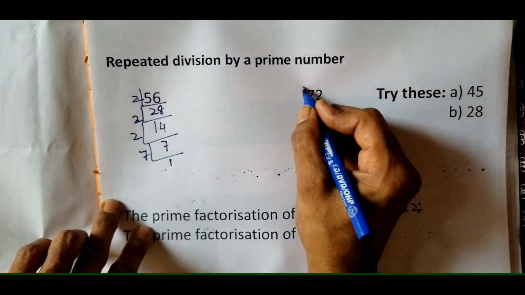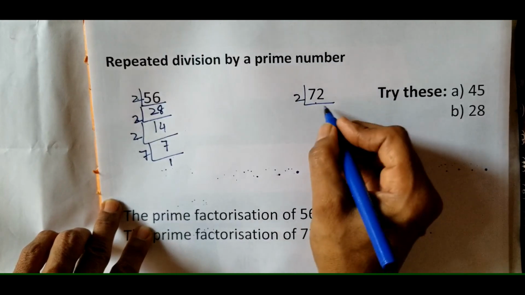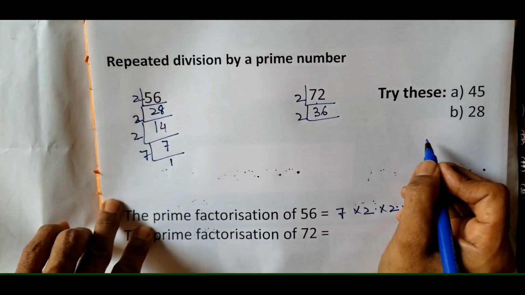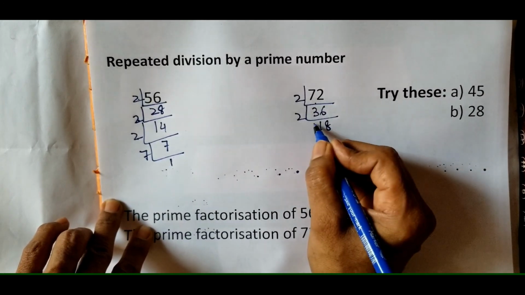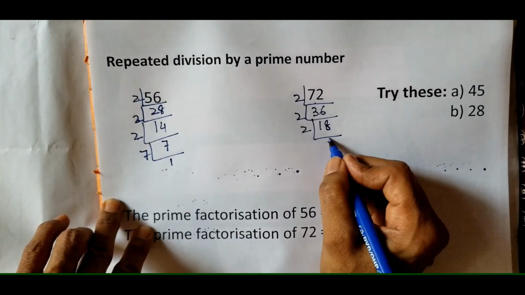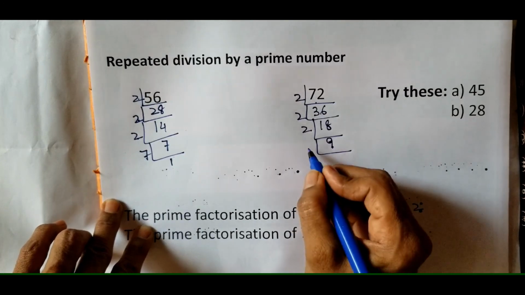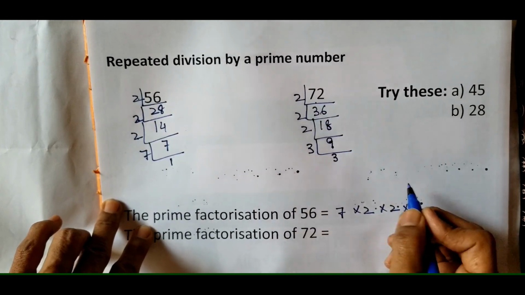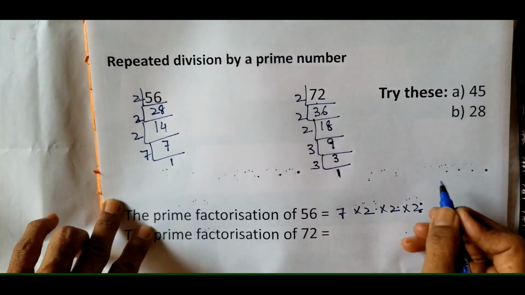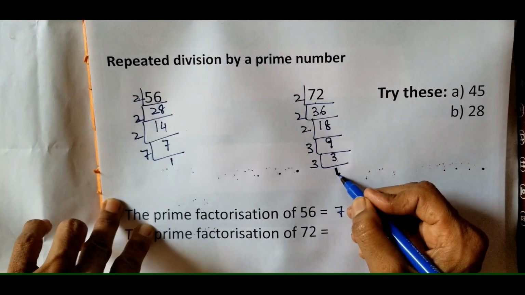So now let us go for 72. Again it is an even number, 2. 36 2s are 72. Again 2. 18 2s are 36. Again 18 is an even number, 2. 9 2s are 18. Now 9 is an odd number, 3 3s are 9. Now 3, 1. This is a prime number. So 1. Now we have come to the end of this prime factorization of the number.